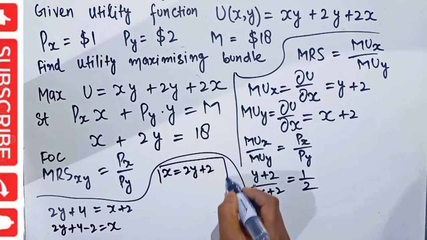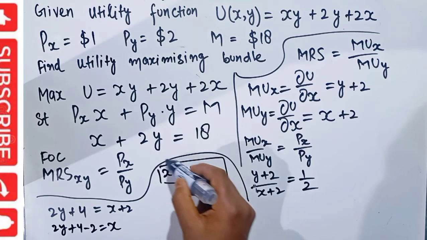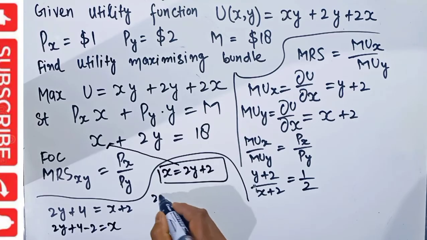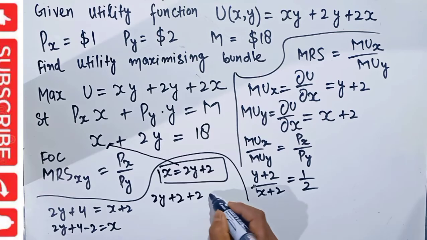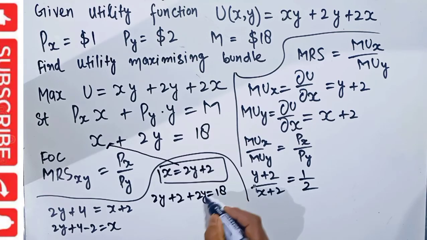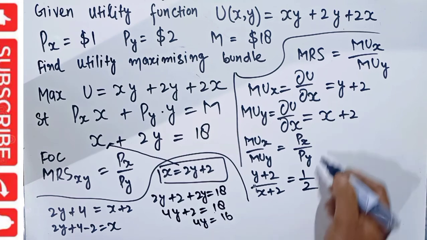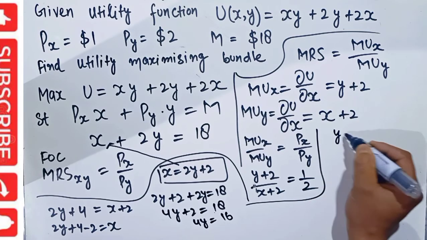Now let's plug this value of x into the budget constraint. So here we plug the value of x. In place of x we have 2y plus 2, then we have plus 2y, it should be equal to 18. So 2y plus 2y is 4y, 4y plus 2 is equal to 18, which implies subtracting 2 from both sides, we will get 4y is equal to 16, which implies dividing both sides by 4, we will get the value of y is 4.